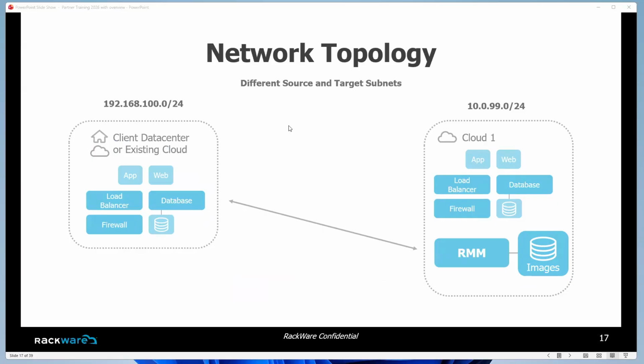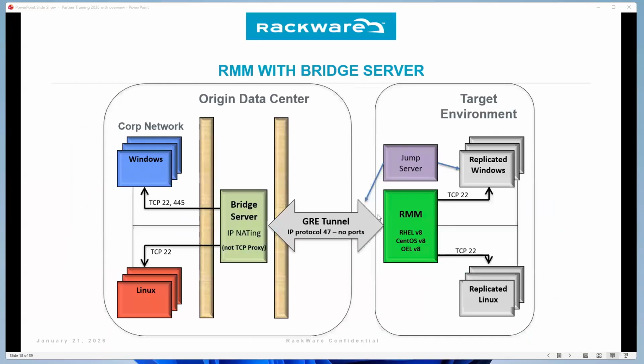A typical deployment is different source and target subnets. So you've got different subnets here that you're having your targets land on, but we also can support same IP addresses for disaster recovery or even migrations. So if you want to have the same subnets in the target environment, you just need to create those target subnets that would be the same.